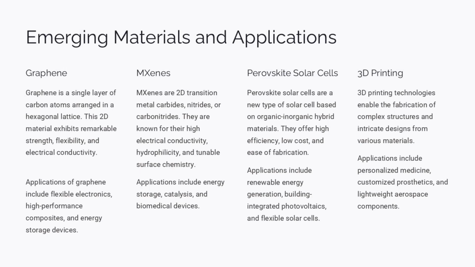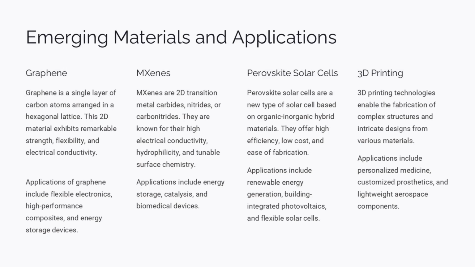Graphene is a remarkable 2D material with incredible strength, flexibility, and electrical conductivity. It has promising applications in flexible electronics, high-performance composites, and energy storage devices. MXenes are another family of 2D materials known for their high conductivity, hydrophilicity, and tunable surface properties. MXenes can be used in energy storage, catalysis, and biomedical devices.